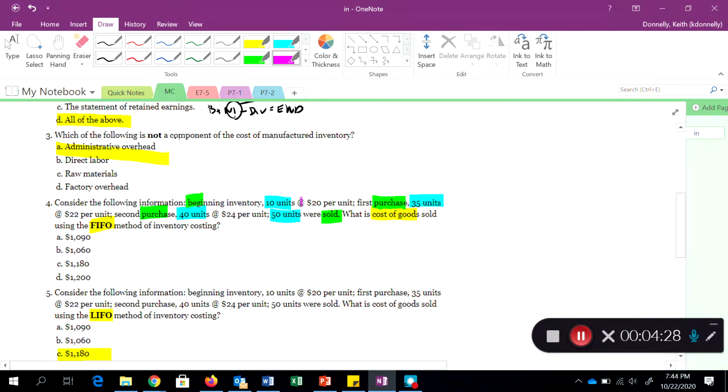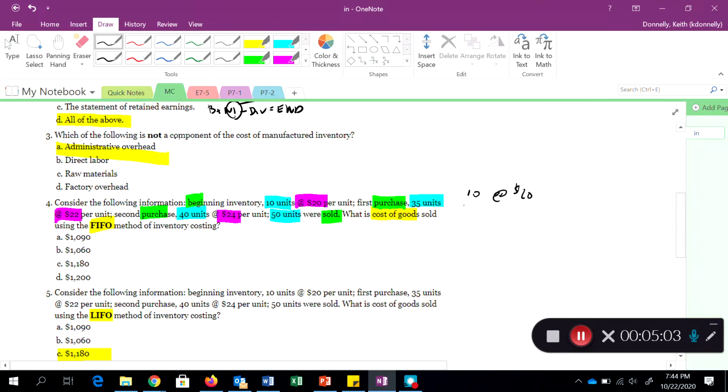Running out of colors here. So 10, we're at 20 bucks. 35, we're at 22. 40, we're at 24. It's like I just took a bag of Skittles and threw them on the screen, right? I got like every color under the sun. Let's map this out. So we started with 10 units at $20 a unit.